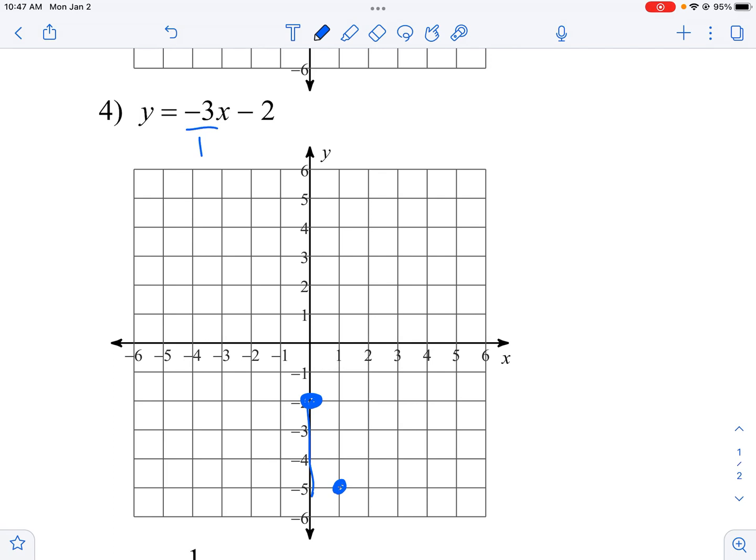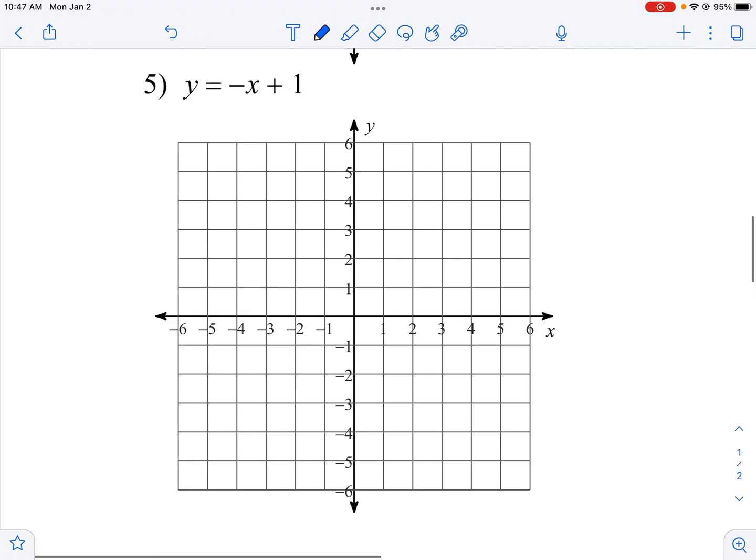And I want some more points, so I'm going to go up and left. So there I got my constant slope of -3. It's going to look something like that. So there's my line. Let's go to number 5 here.